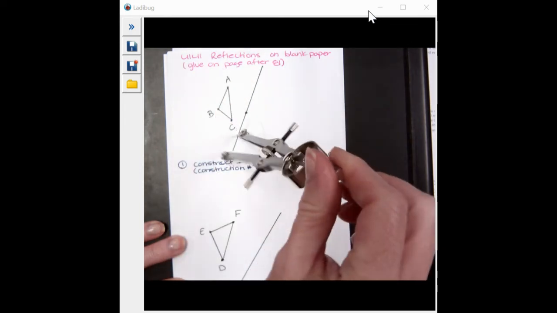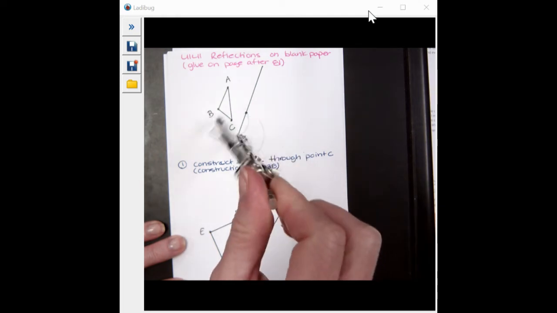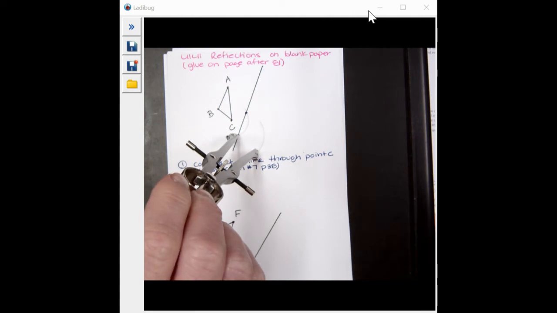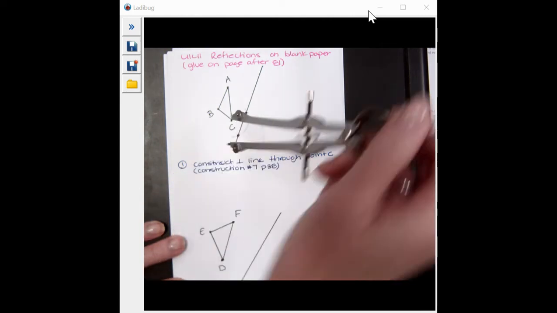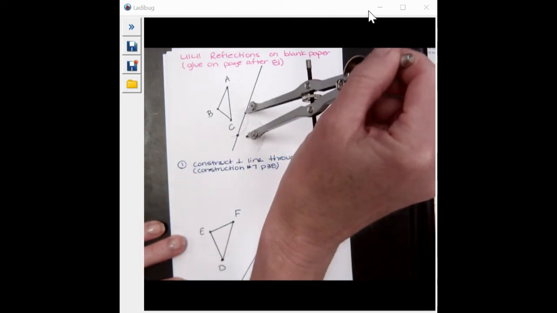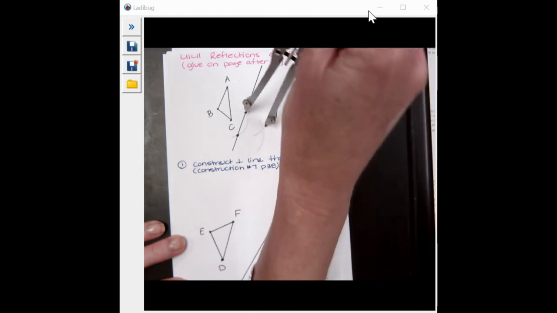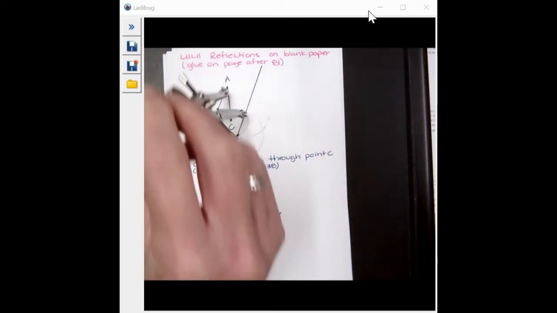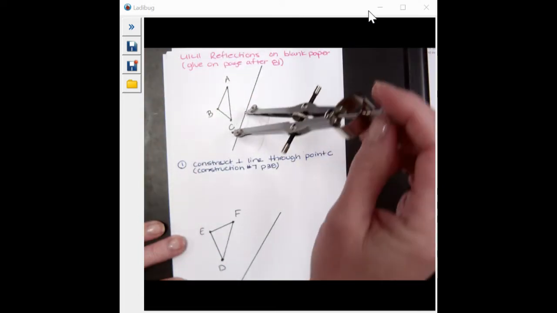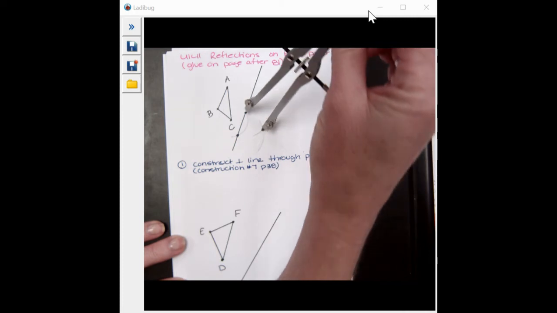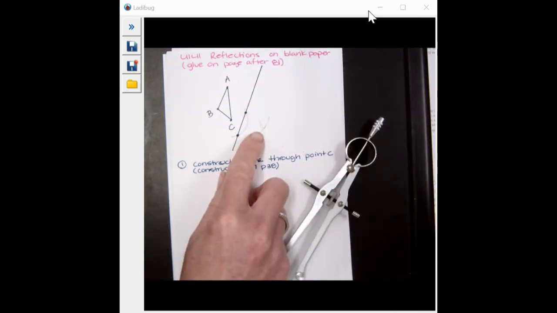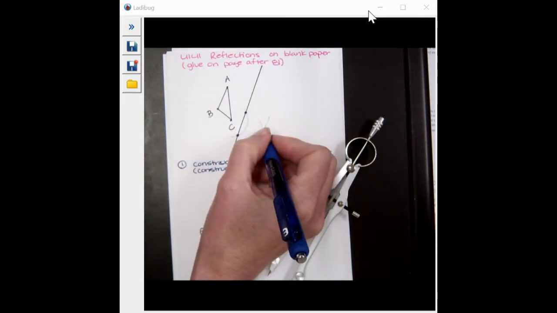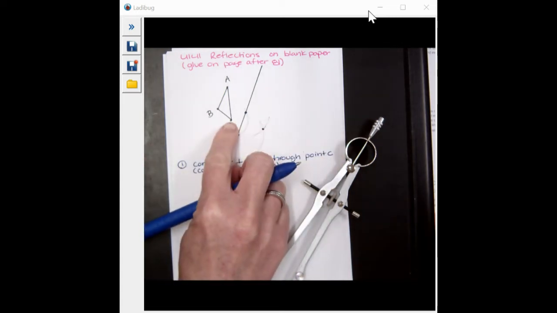Sorry, my hand's in the way. You could draw the entire circle if you'd like, but I really just need this part of the circle. I want to see when I move my pointer to the other intersection point, I want to now draw a circle. And again, I really just need this portion of it. You could draw the whole circle if you'd like, but really I need this portion. I need to see where my 2 circles would intersect.